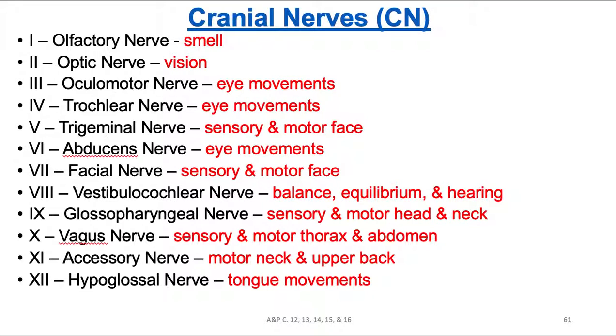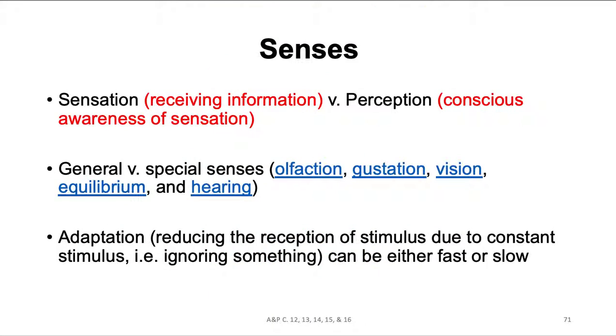And then we took a look at the different cranial nerves, or the nerves branching off of our brain that we have. I would be familiar with what each nerve helps control. And then we had a bunch of pictures of nerves. I'm going to skip over all those pictures and go straight to senses.